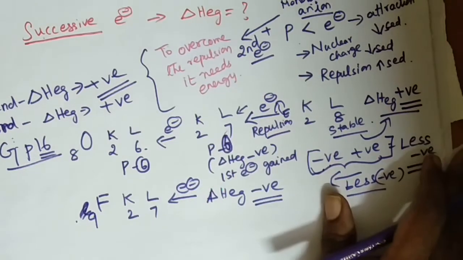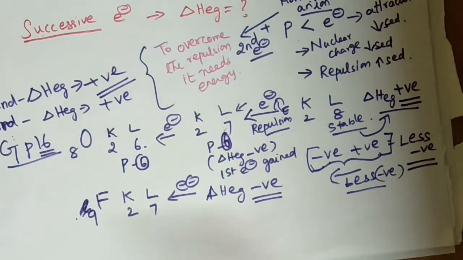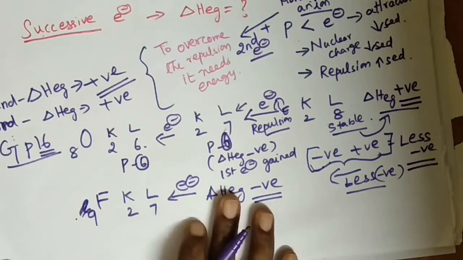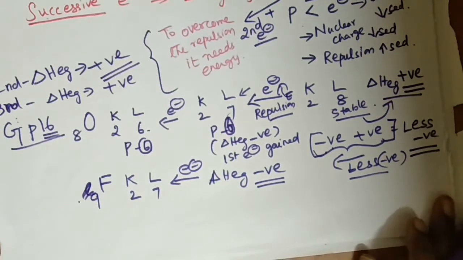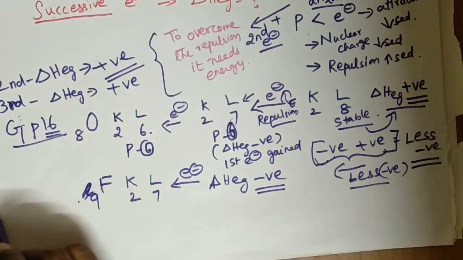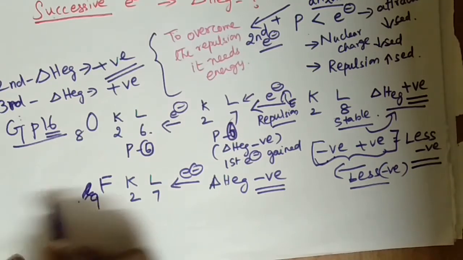For that reason only, you are getting that less negative charge while you are going down. Is it clear up to this? Now let us go with one example. There are some exceptions we need to go with. Those exceptions are found in the group.